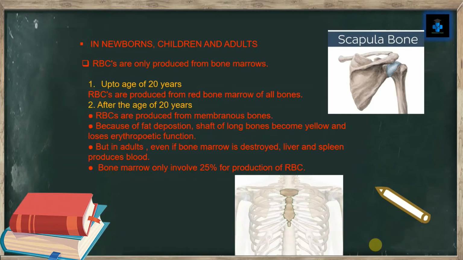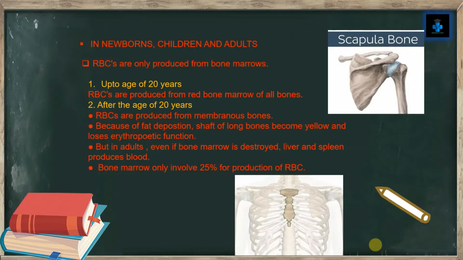Up to age of 20 years, RBCs are produced from red bone marrow of all bones. After the age of 20 years, RBCs are produced from membranous bones like vertebra, sternum, ribs, scapula, iliac bones, and long bones. Because of fat deposition, shaft of long bones become yellow and loses the erythropoietic function. But in adults, even if bone marrow is destroyed, liver and spleen produce blood.